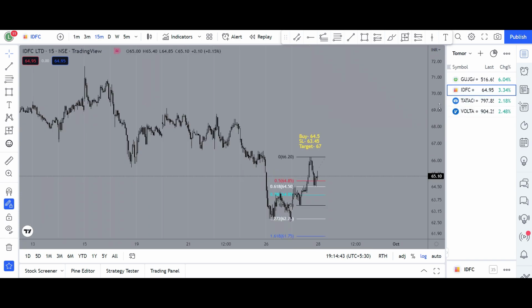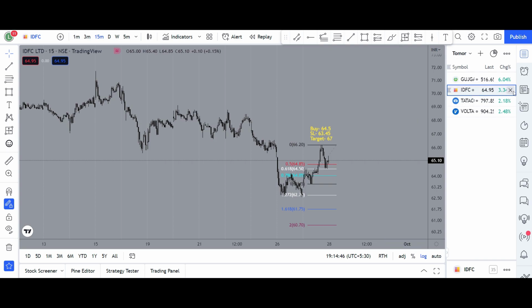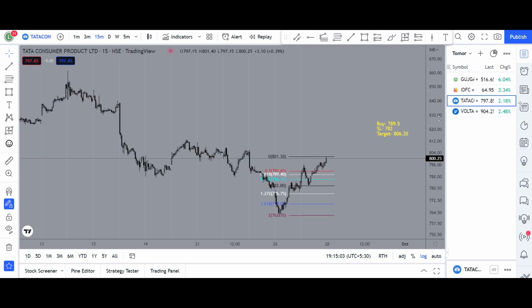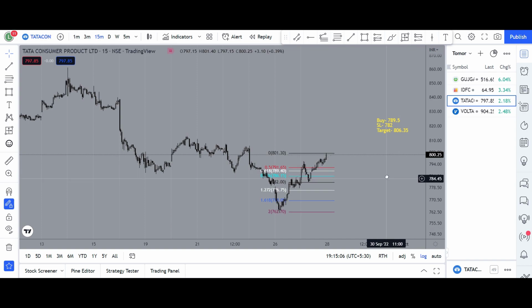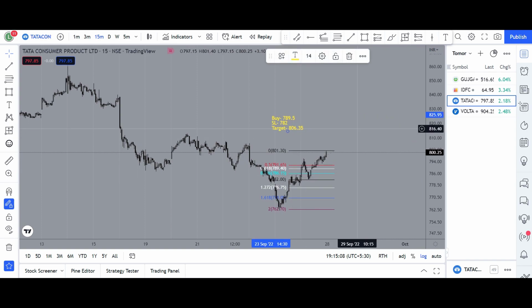Another one is IDFC. It is also up more than 3%, 3.3% today. So if it gives another retracement around 64.5, we can open a long position, keeping the SL around 63.45, and the target will be 67. Another one is Tata Consumer Products. FMCG has already been showing some strength in this falling market, and if it gives a retracement around 789.5, you can open a long position, keeping the SL around 782 with a target of 806.35.